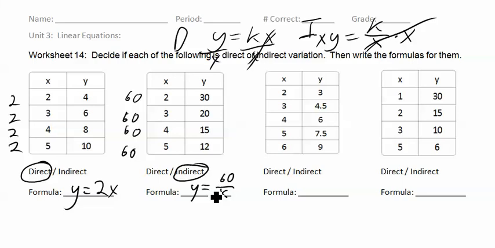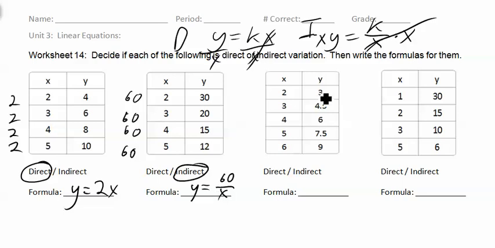Alright, so I want you to do the next two. Don't be afraid to use the calculator to divide and multiply. I am going to work them, but I would like you to pause the video and try them on your own before going on. So please pause now. Alright, hopefully you paused. So let's work this.